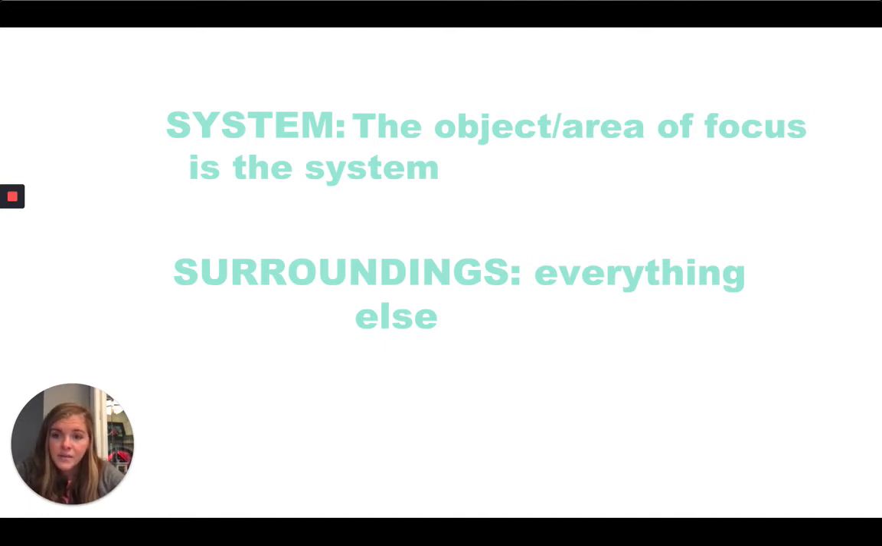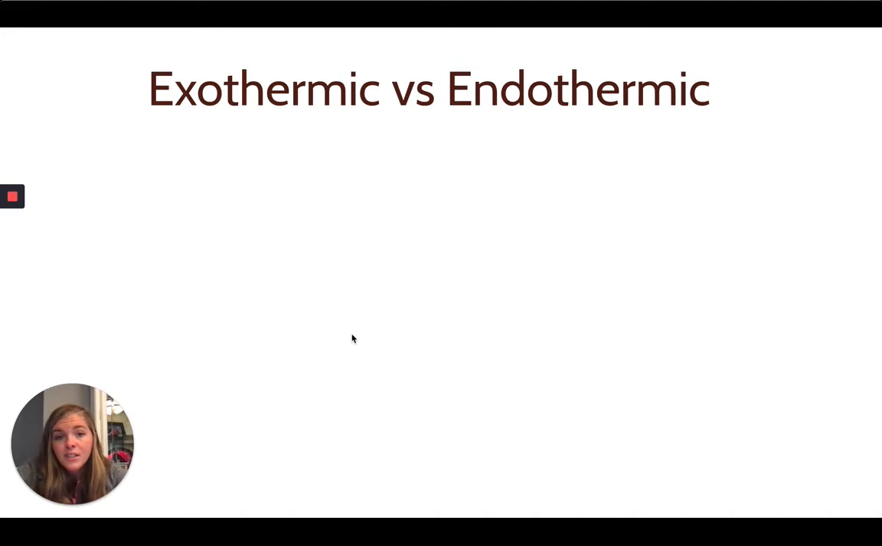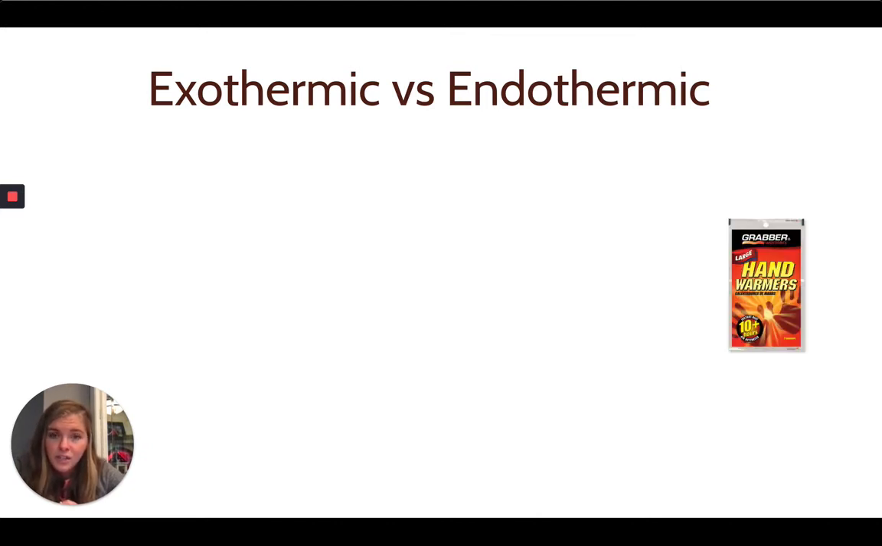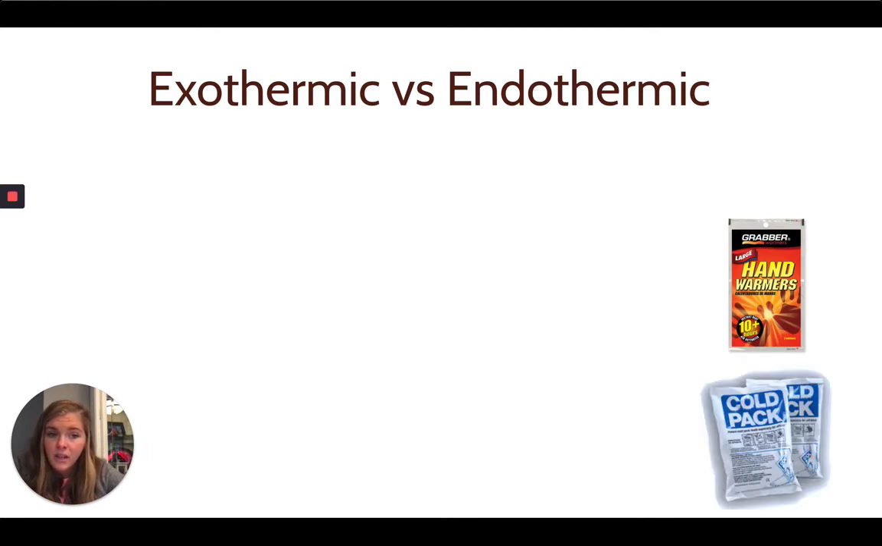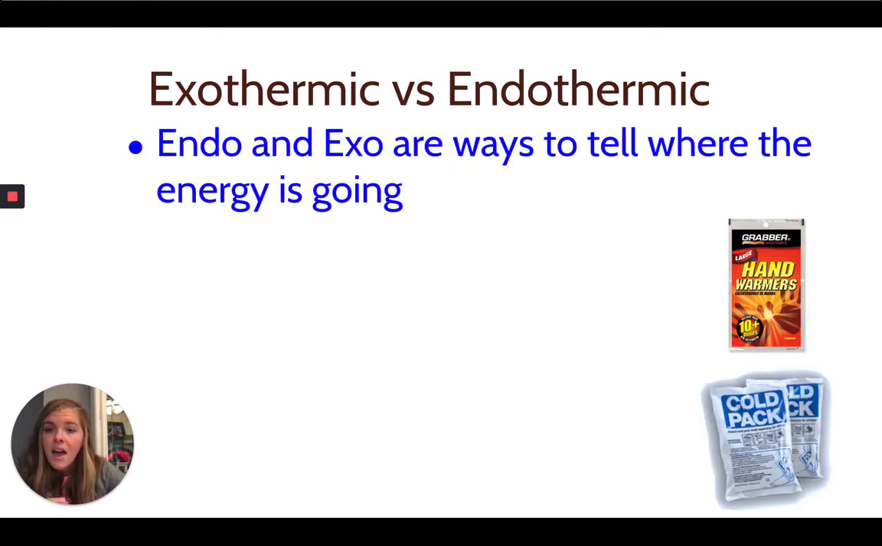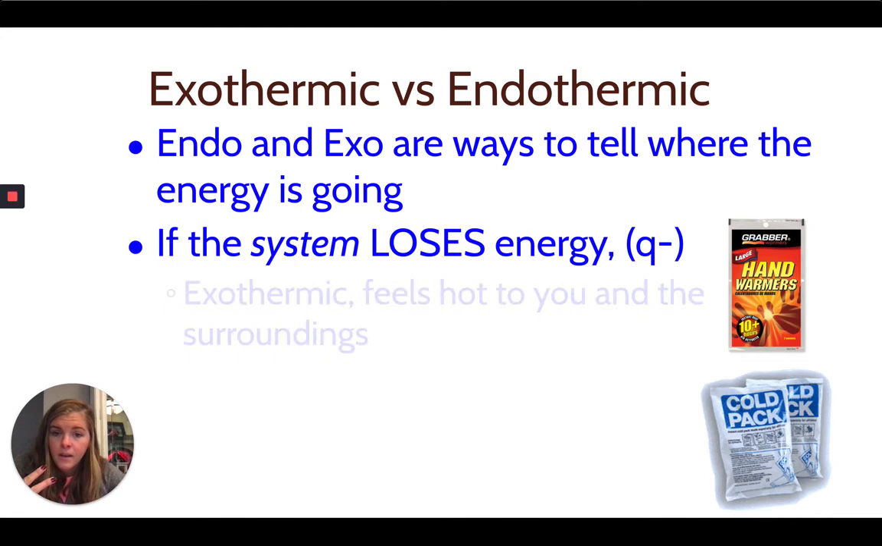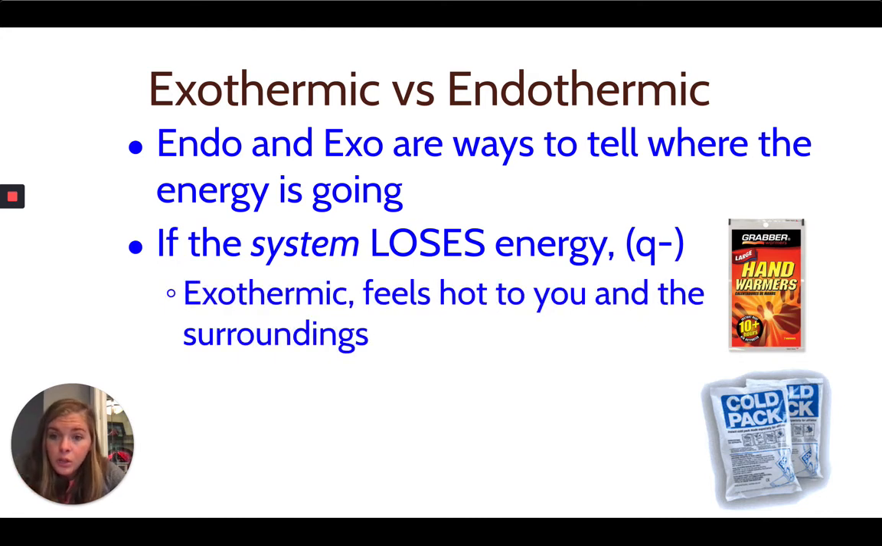A couple more things for you to think about is exothermic and endothermic. In class last week, we did a pretty cool demonstration on exothermic and endothermic reactions, so I'm sorry you missed out on that. But you've probably heard of these terms before, okay? So thinking of hand warmers and ice packs. Endothermic and exothermic are ways to tell where energy is going, okay? So it basically is something feeling hot or is something feeling cold, and it'll tell you which way energy is flowing. Okay? If the system loses energy, it's an exothermic reaction.